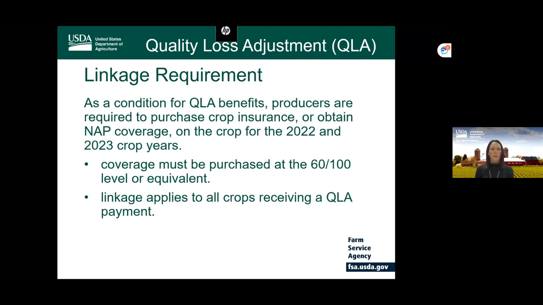There is a linkage requirement for quality loss adjustment program. As a condition for applying for benefits, producers are required to purchase crop insurance or obtain NAP coverage on the crop for the 2022 and 2023 crop years. The coverage must be purchased at the 60/100 level or equivalent, and linkage applies to all crops receiving a QLA payment.